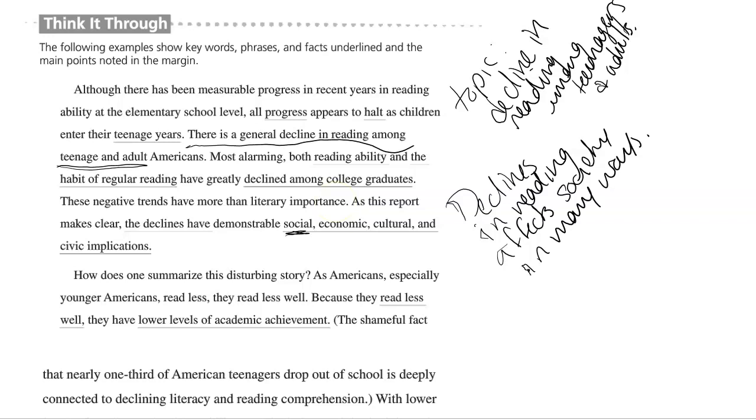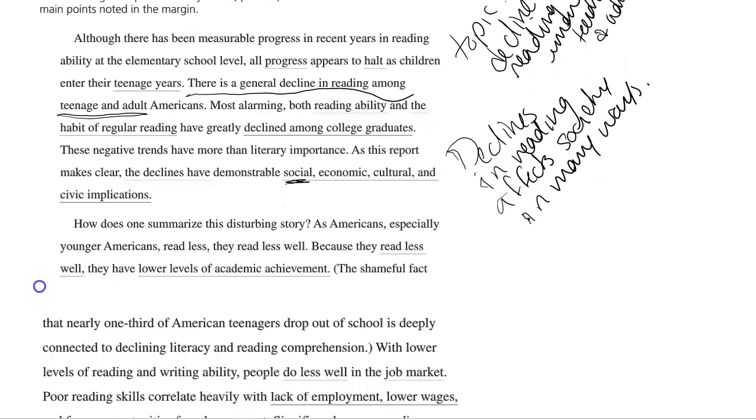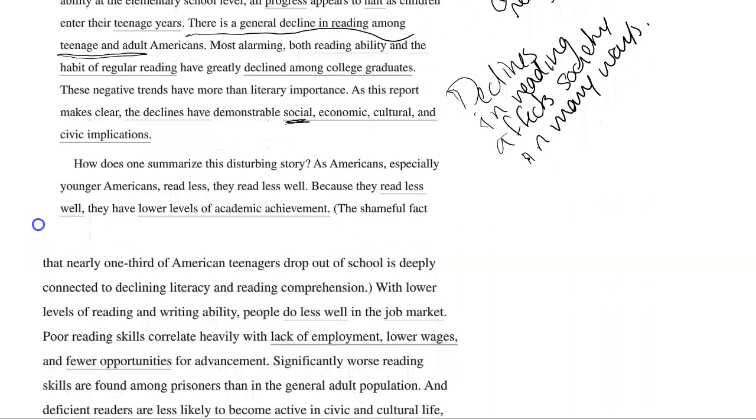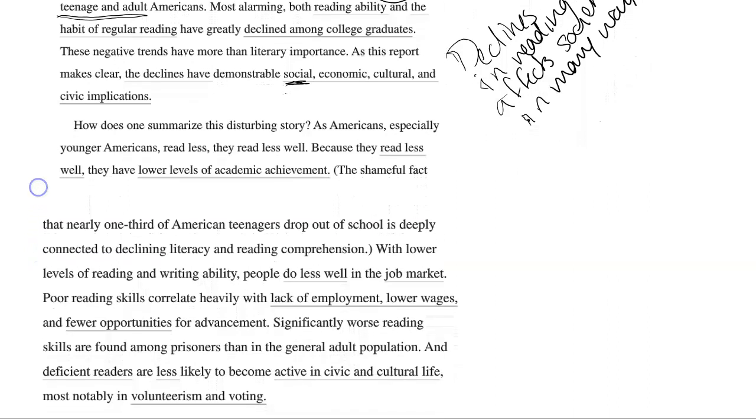How does one summarize this disturbing story? As Americans, especially younger Americans, read less, they read less well. Because they read less well, they have lower levels of academic achievement. The shameful fact that nearly 1/3 of American teenagers drop out of school is deeply connected to declining literacy and reading comprehension. With lower levels of reading and writing ability, people do less well in the job market. Poor reading skills correlate heavily with lack of employment, lower wages, and fewer opportunities for advancement.